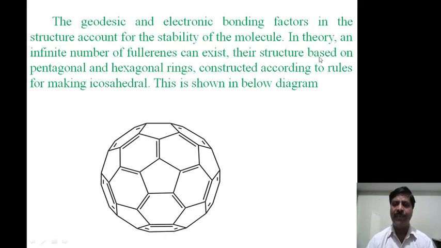In theory, an infinite number of fullerenes can exist. Their structure is based on pentagonal and hexagonal rings constructed according to the rules for making icosahedra. This is shown in the diagram below. This is the C60 fullerene. It is shown as a ball-like structure.